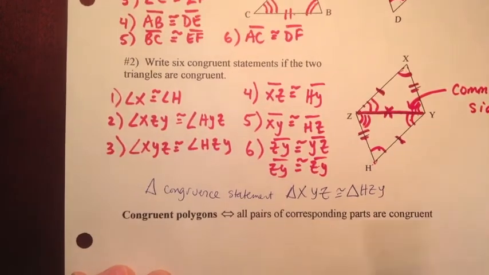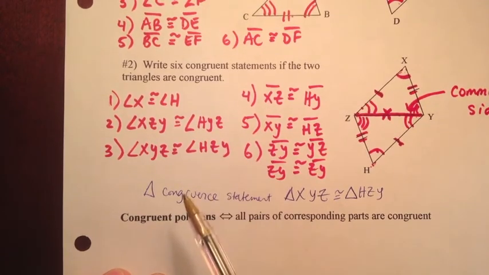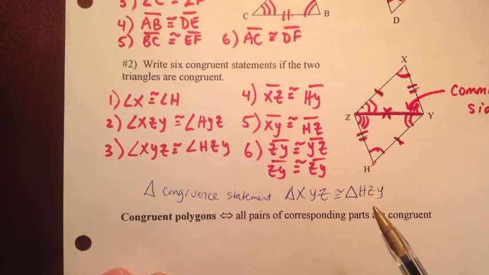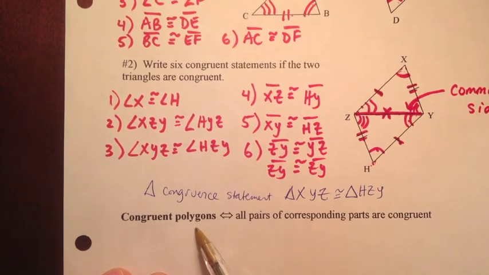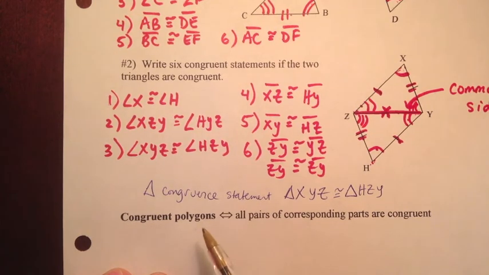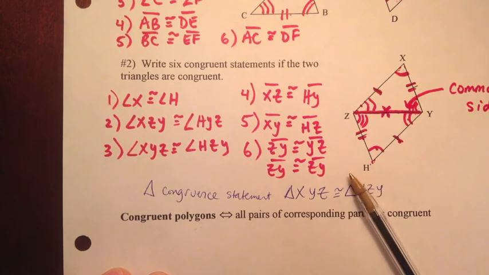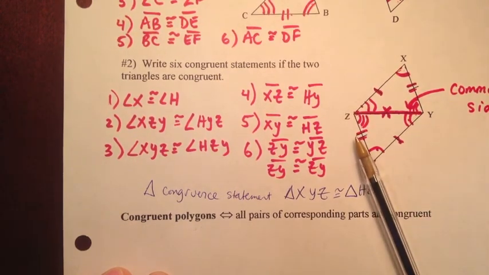All right, and then the bottom here, so congruent triangles means the corresponding parts of congruent triangles are congruent, CPCTC. Congruent polygons, it doesn't have to be triangles, it could be parallelograms, it could be pentagons. What that means is that all the pairs of corresponding parts are congruent. So that's the end of the front of the notes, that's the end of part 1. Go ahead and flip it over and we'll get to part 2.